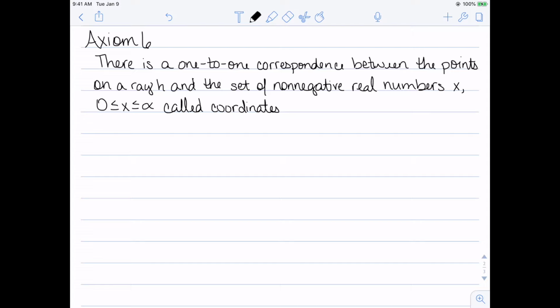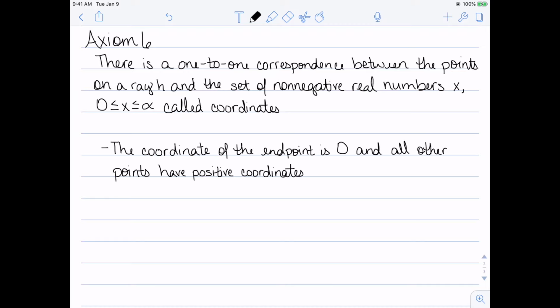So the first part of this axiom: there's going to be a one-to-one correspondence between the points on a ray, H, and the set of non-negative real numbers x, where x is between 0 and alpha, called the coordinates. So instead of assigning real numbers to every point on the line, we're going to do it on a ray. For Euclidean geometry, our endpoint will be 0 and we'll go up to infinity. For spherical geometry, it will be between 0 and alpha. And these coordinates need to satisfy 2 conditions.